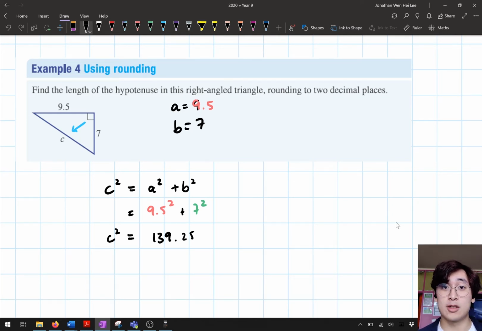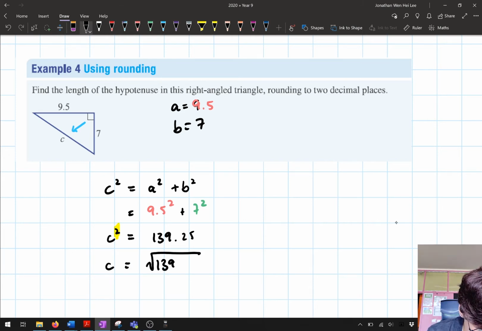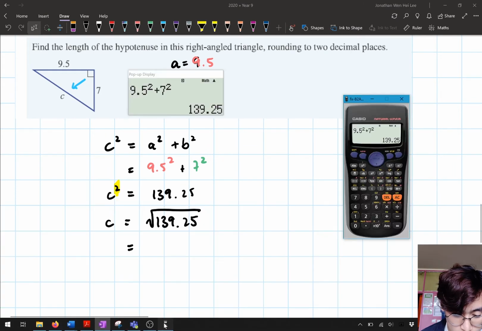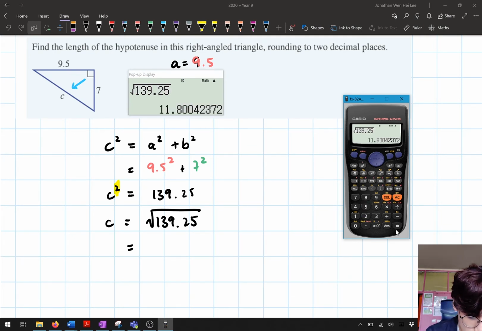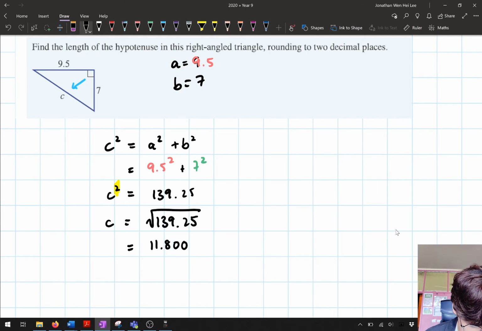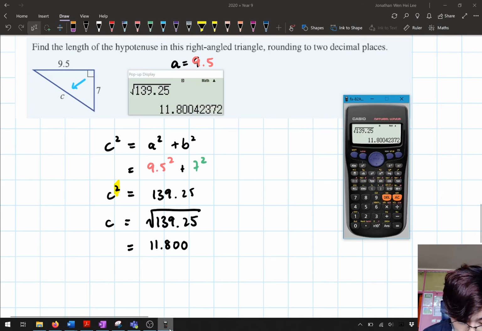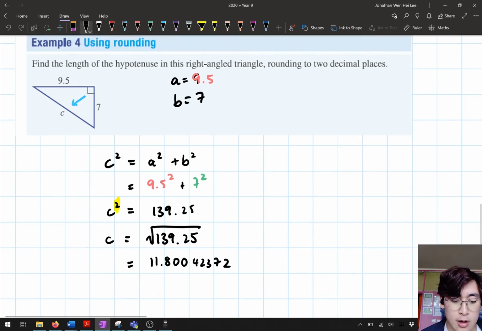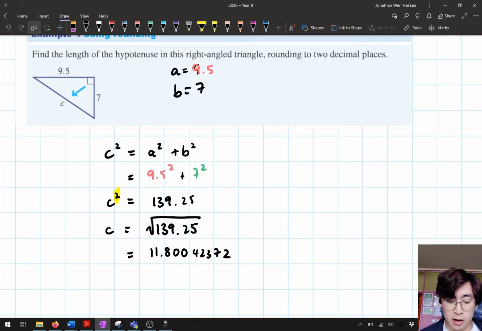Now that I've done that, the final step is I'm not looking for C squared, I'm just looking for C. So what do I need to do? I need to take the square root. I'm just going to write the square root step just to show that I'm doing that. I'm going to square root it. Square root 139.25 is equal to 11.8004 42372. Okay.